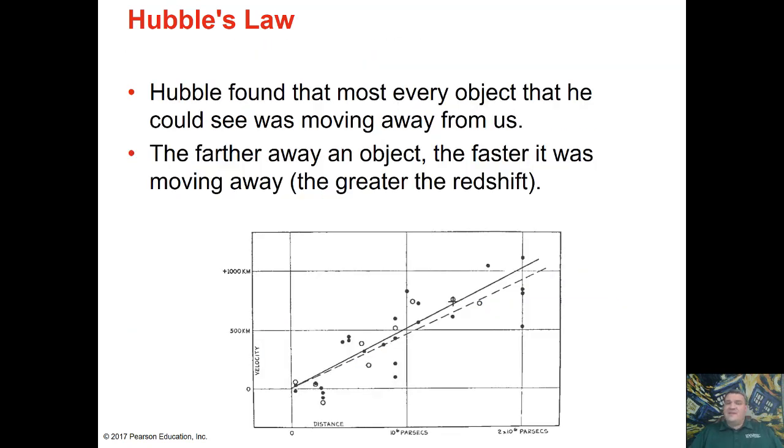So after figuring out the distance to these galaxies that we are now discovering, and then comparing the redshift to these galaxies, Hubble noticed a couple of interesting things. First, he found that almost every galaxy is moving away from us. The notable exception is the Andromeda Galaxy, which is actually the closest galaxy to us, and it is blue shifted, meaning it's coming towards us.